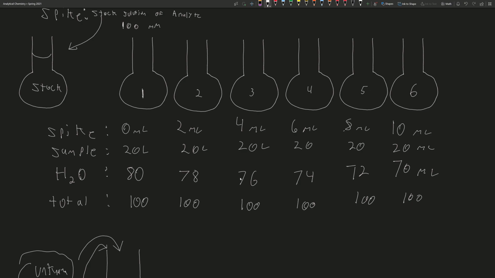Ideally, since these would all be volumetric flasks, you wouldn't have to measure out this H2O. You would just fill the flask up to its fill line, and you'd be done. But the idea here is you just want everything at the same volume.